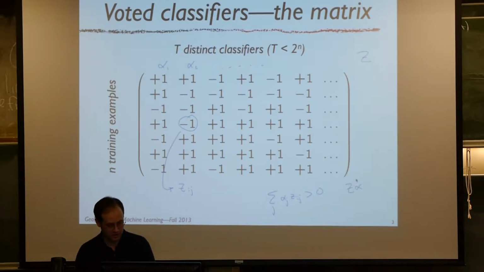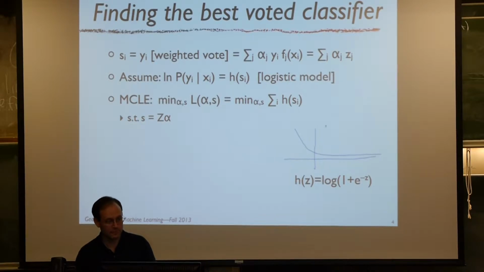All right, so just so that we have that same thing in equations, our weighted vote is going to be the sum over j of alpha j fj of xi. And then if we multiply yi by that weighted vote, that'll be positive if we get it right and negative if we get it wrong, and that's this matrix multiplication. So that's just Z times alpha.